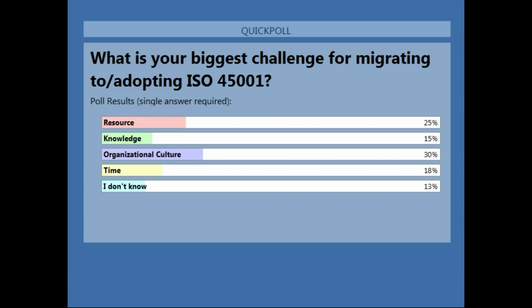30% organisational culture. There is a saying in business that culture will trump strategy every day of the week. So, I appreciate that culture is a big challenge for a lot of people.